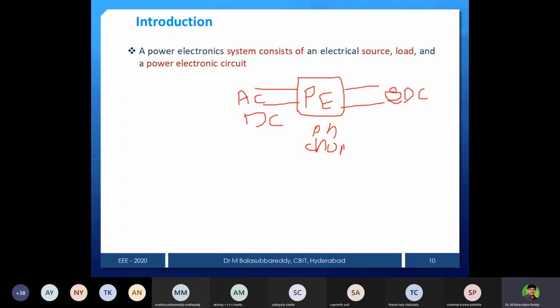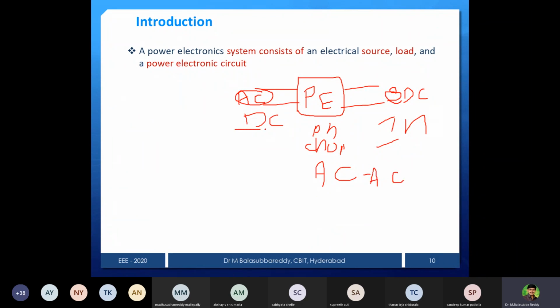And similarly, if this is an induction machine, let us assume that, then the input is AC. Then what do I have to do? If the input is AC, the induction motor input is also AC, but I want to control the speed of the induction motor, then AC to AC variation is required. That means either you can use an AC voltage controller or a cycloconverter.